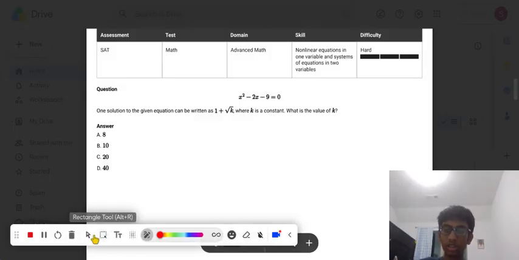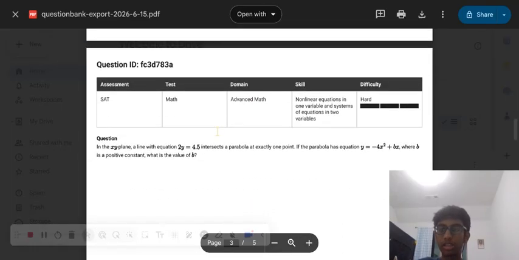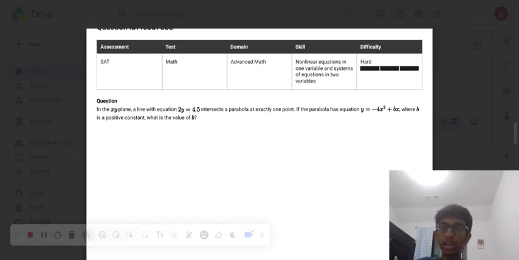Now, moving on to the next problem. It is saying, in the xy plane, a line with the equation 2y is equal to 4.5 intersects a parabola at exactly 1 point. If the parabola has the equation y is equal to minus 4x squared plus bx, where b is a positive constant, what is the value of b?